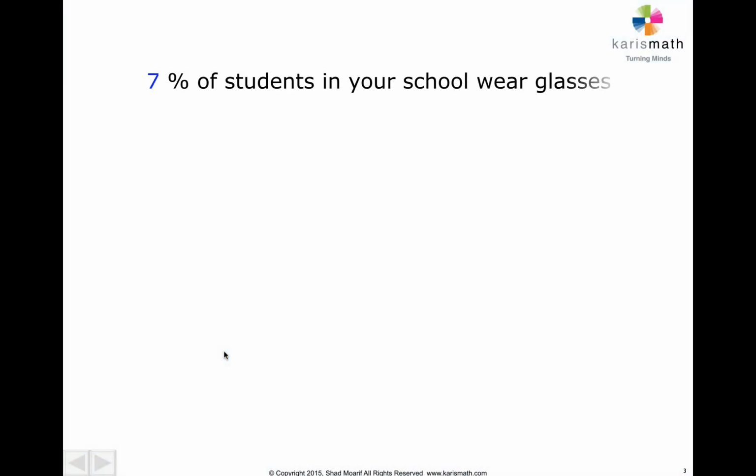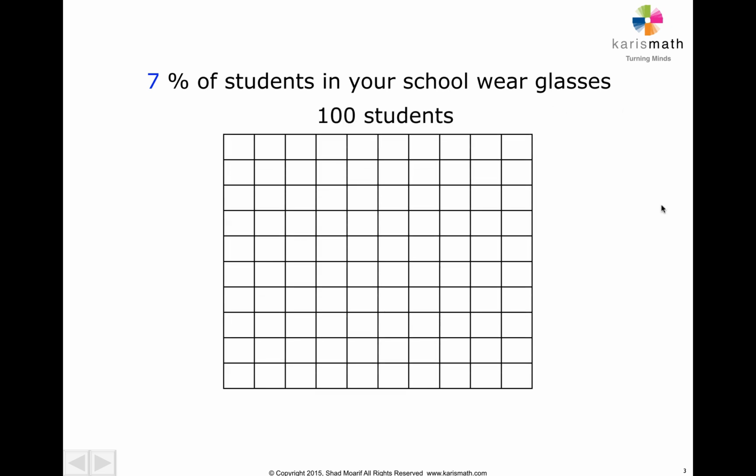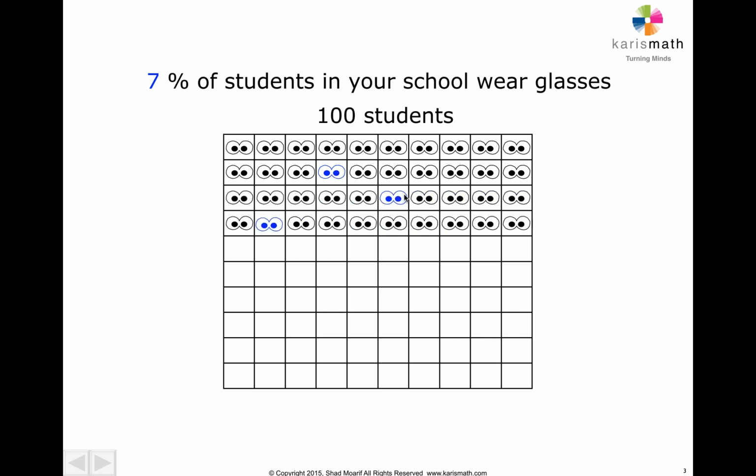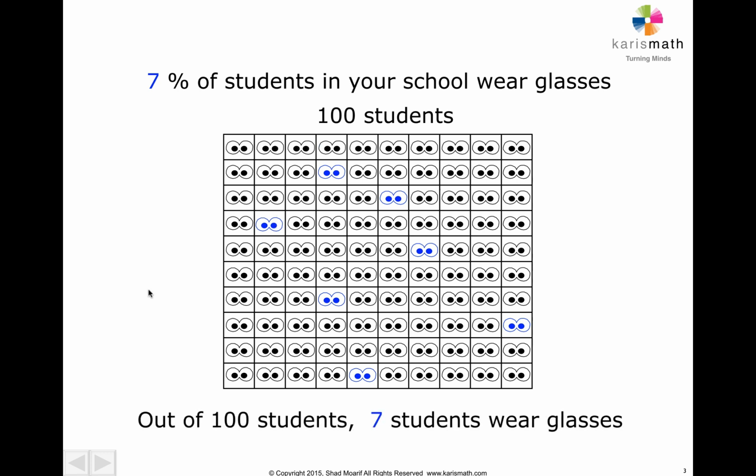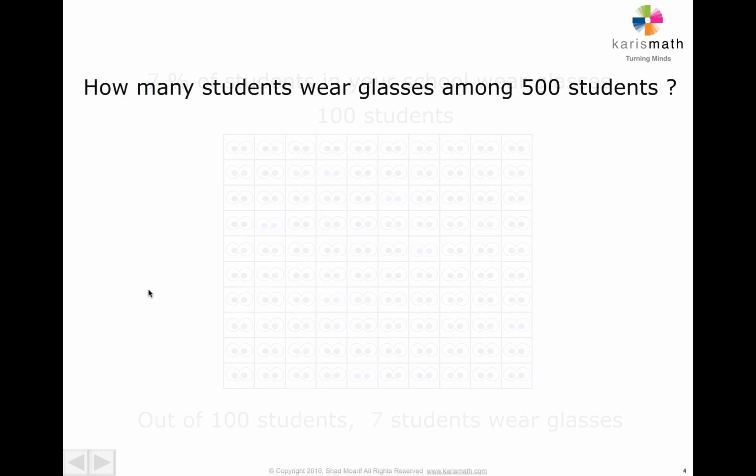So if you look at this information here, it says 7% of students in your school wear glasses. So imagine the 100 students. It means out of 100 students, 7 of them wear glasses. Now the 7 is in blue, so imagine all the blue ones are the ones wearing glasses, right? So there's one wearing glasses there, there's one there, and so on. So these are all the ones wearing glasses. So you can see 1, 2, 3, 4, 5, 6, 7. So for every 100 students, there's 7 that wear glasses. That's what we are saying.